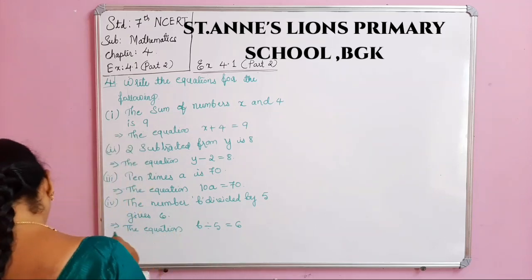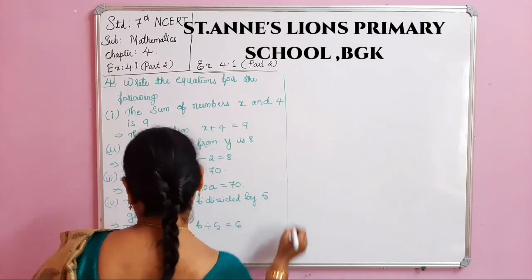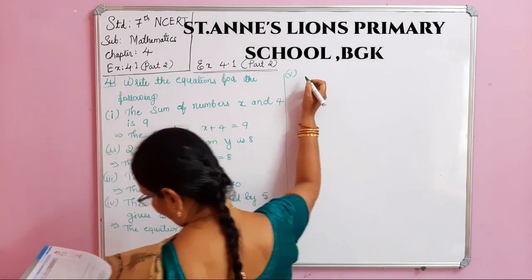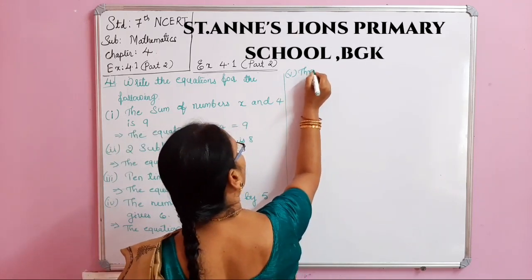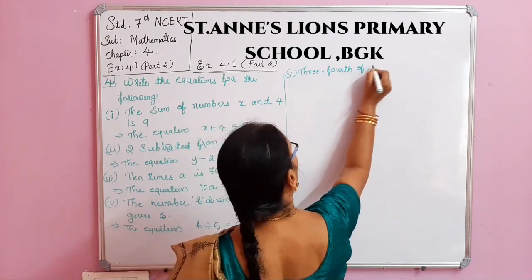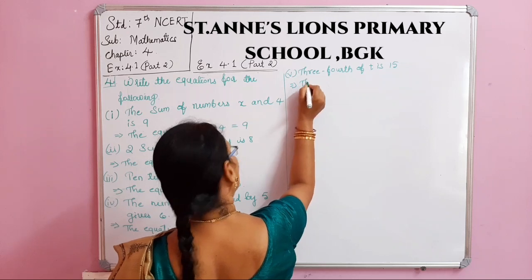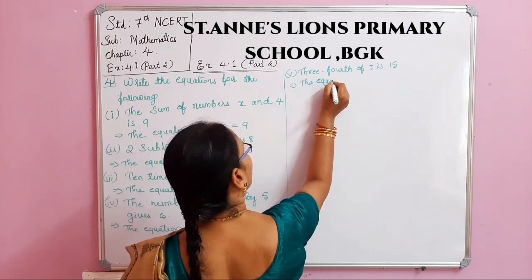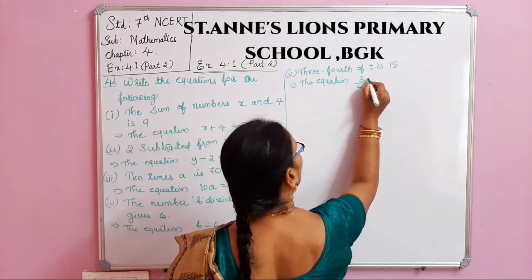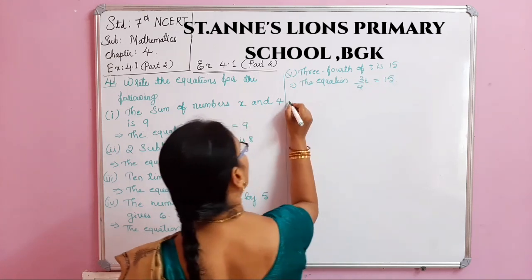Next, fifth one, 3/4 of t is 15. The equation, 3/4 means 3 by 4, t, here t will come, is equal to 15.